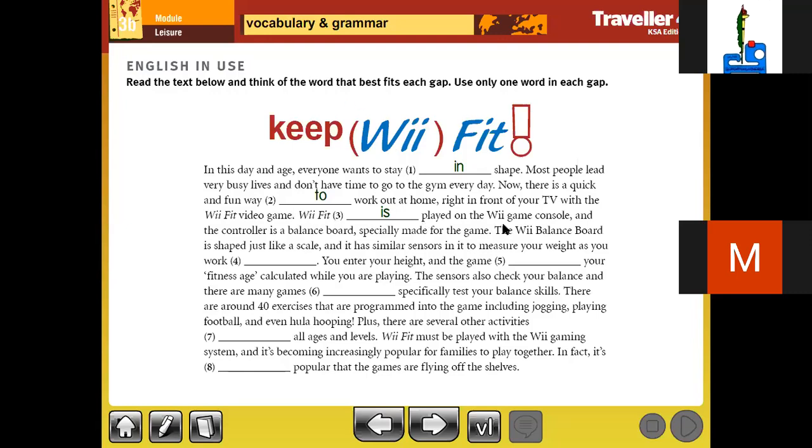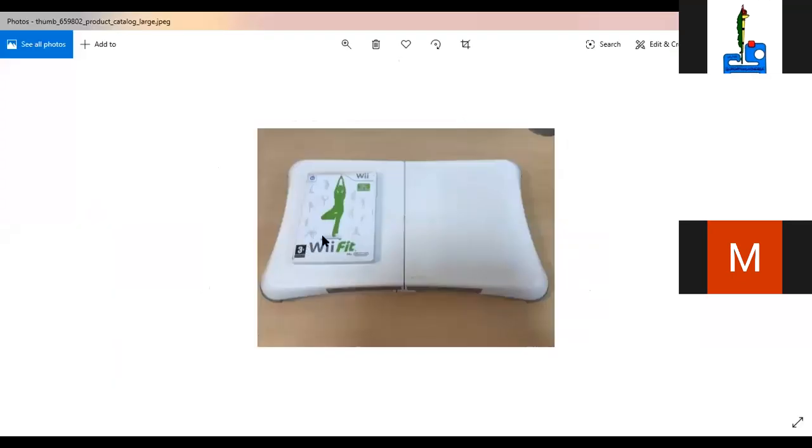On the Wii game console. Wii Fit is played on the Wii game console, and the controller is a balance board. And this is the balance board. I will show you the balance board. Do you see? This is the balance board which is used in the Wii Fit.